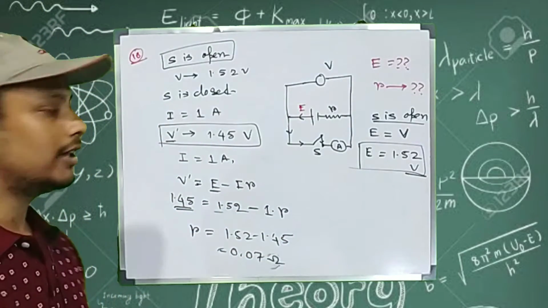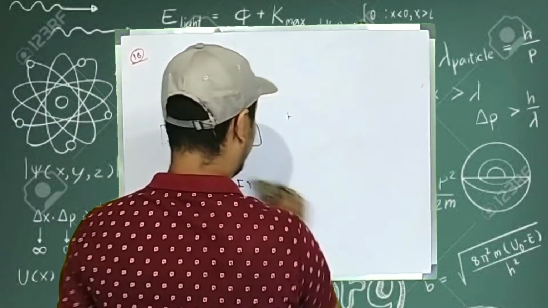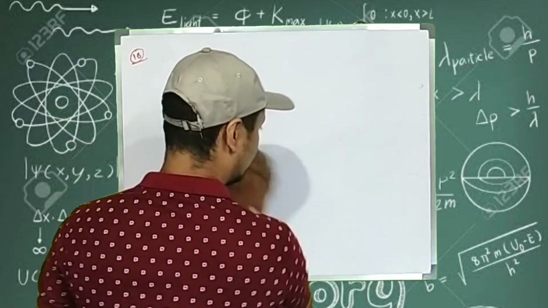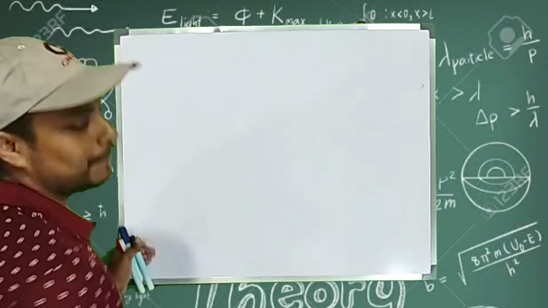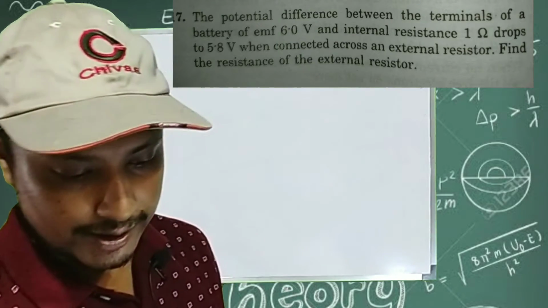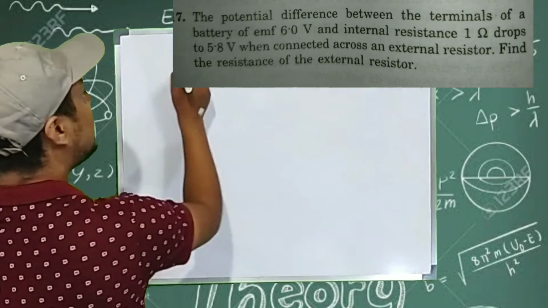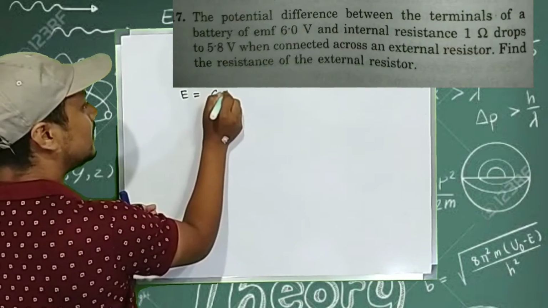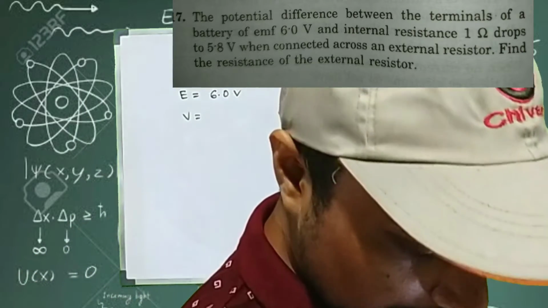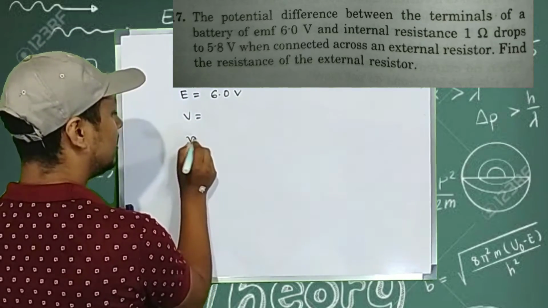Again, we will move to another easy problem. That is question number 17. So I can remove it. Now moving to the next one. The next question says that, here on your screen, the potential difference between the terminals of a battery of EMF 6 volt. The EMF of the battery is 6.0 volt, and the internal resistance is 1 ohm.